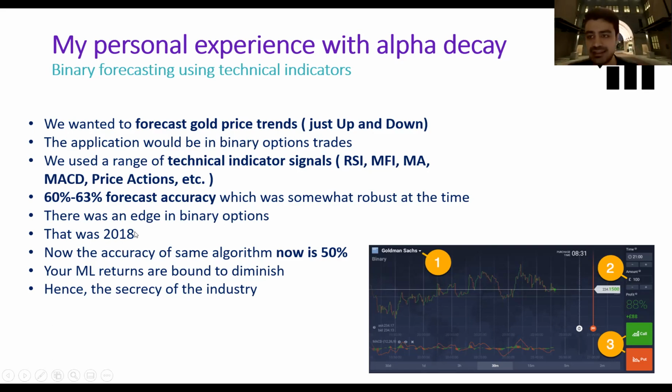Now, I tested this model actually, I think 6 months ago or something like that again. And I was curious. I wanted to see whether it will still work or not. Now the accuracy of the same algorithm, nothing's changed, is exactly 50%. And the returns are diminished. Now there might be a few reasons for that.